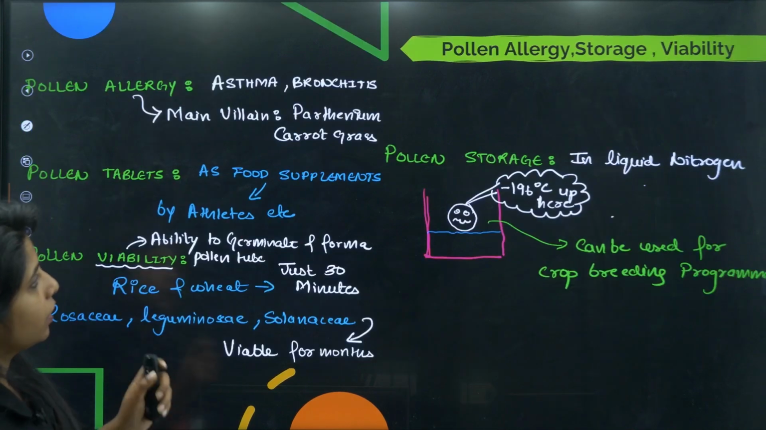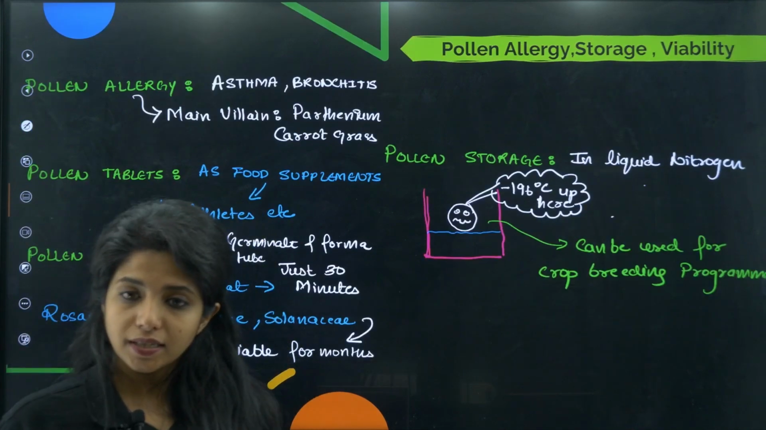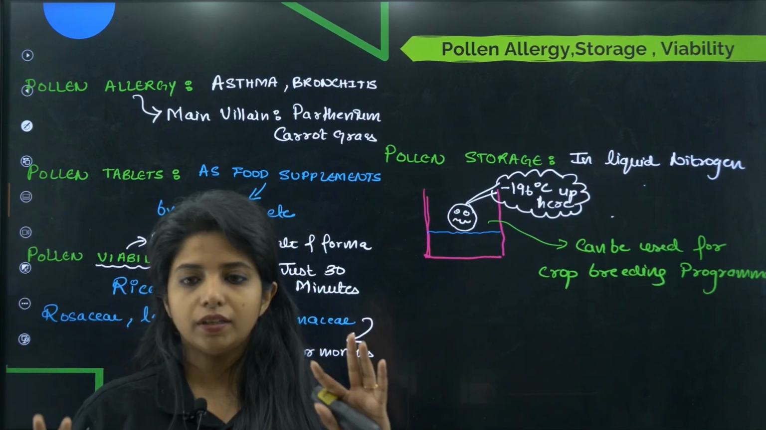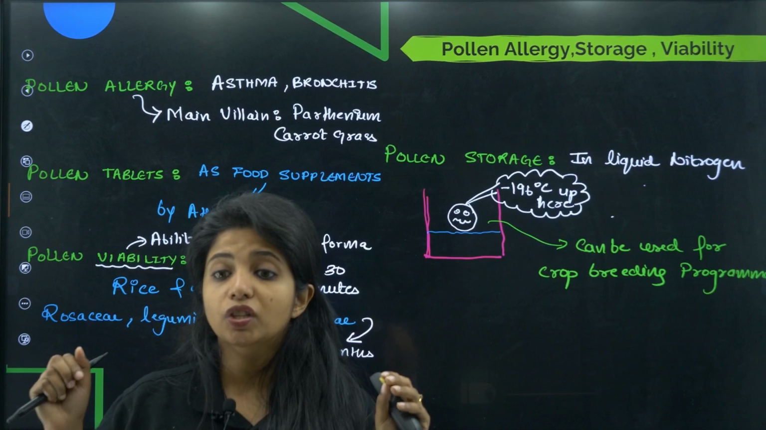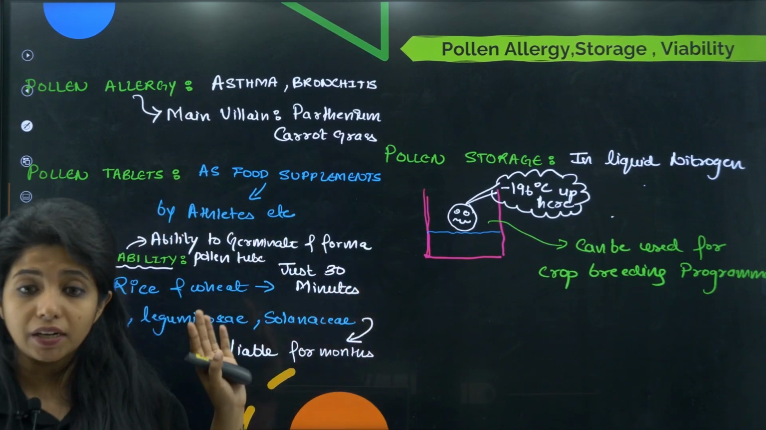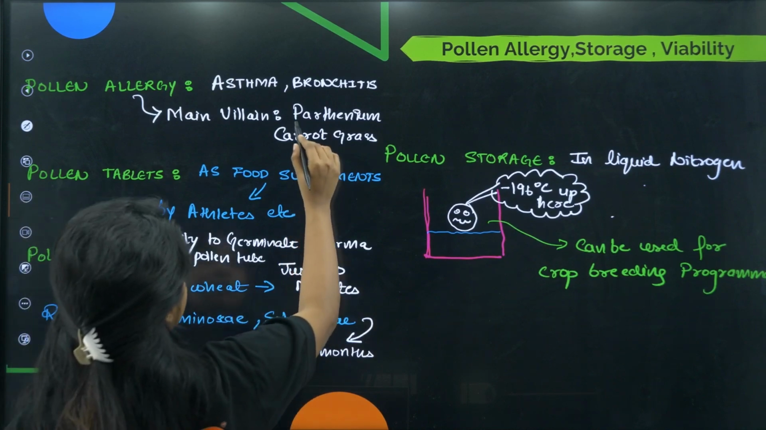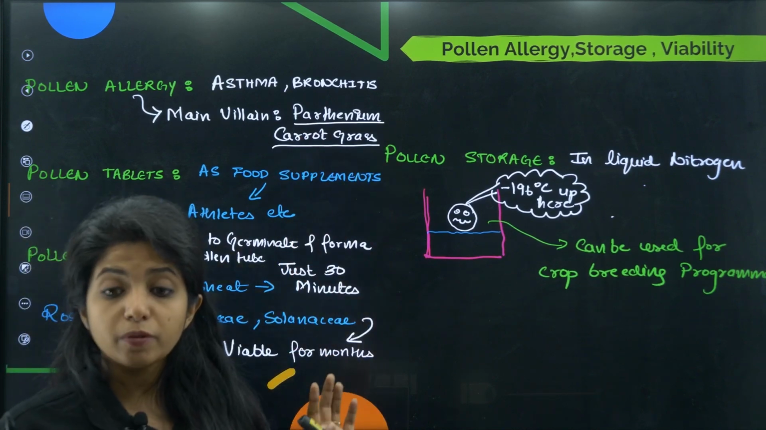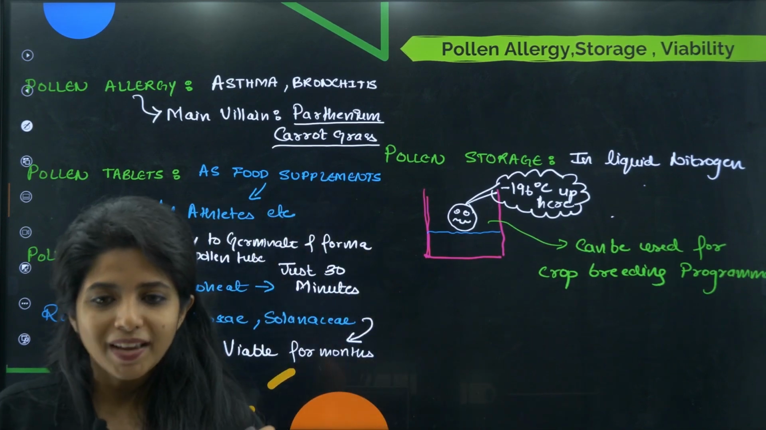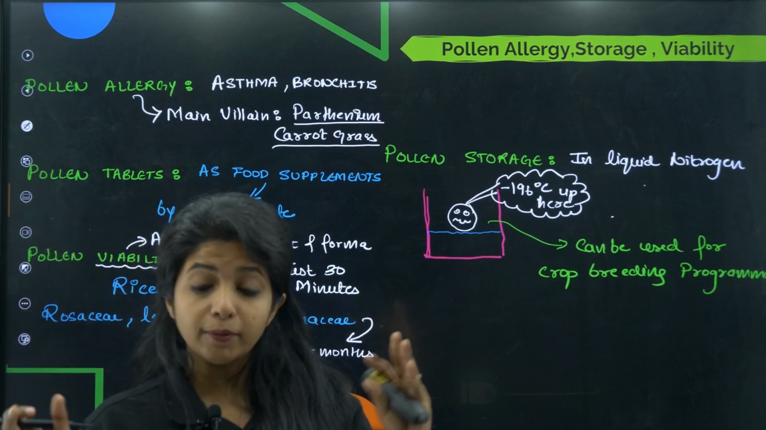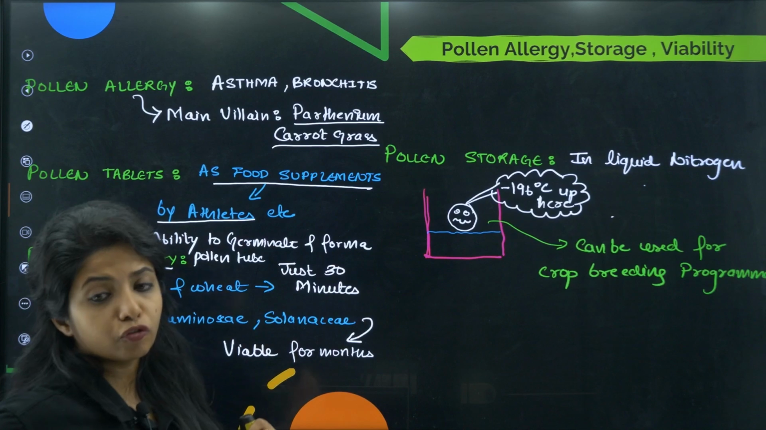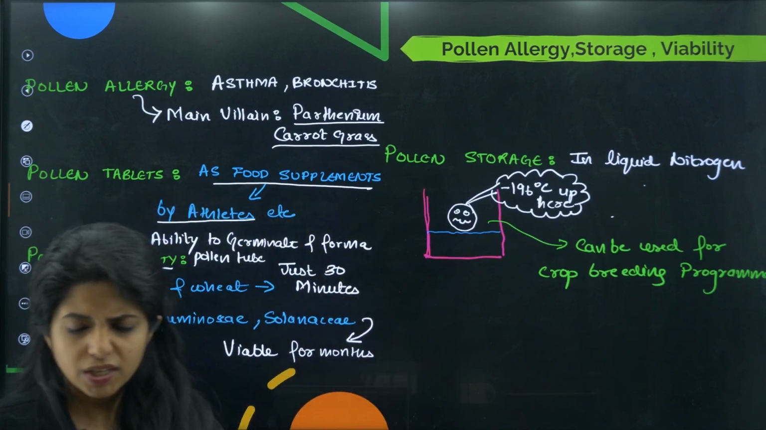Fine. Okay, going ahead, pollen allergy and pollen as food. Lots of people have pollen allergy when there is pollen around in the wind. Some people have asthma also, some have bronchitis also because of the same thing. Now the main villain, which is given in your NCERT textbook, is something known as Parthenium or carrot grass, which causes a huge lot of trouble. It is a huge cause of pollen allergy. Now let's talk about pollen tablets. People take pollen tablets also as food supplements, and they are taken by athletes for increasing their vigor, for increasing the energy source.